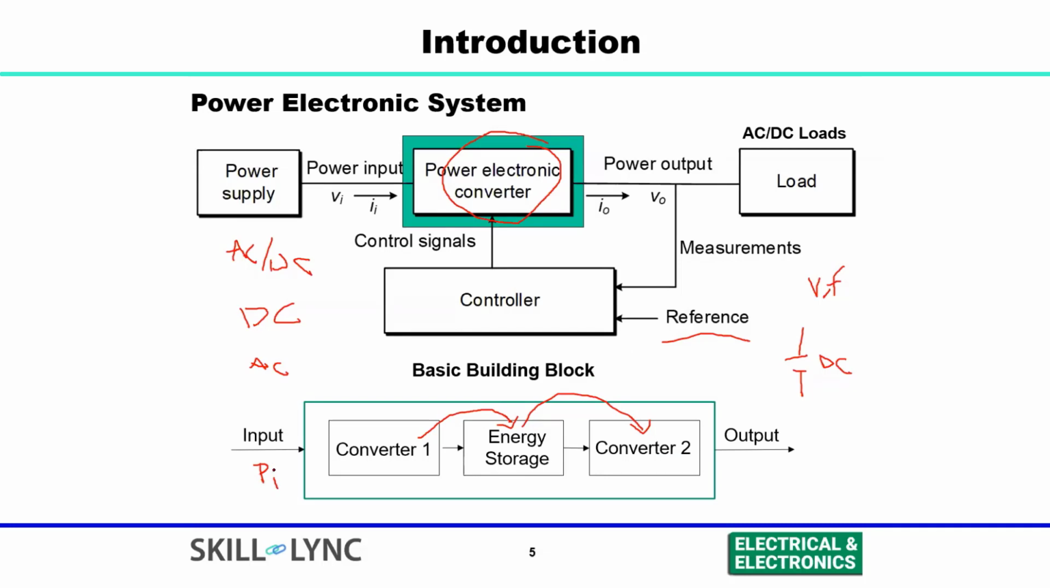So suppose the power input is Pi and the power output is Po. When you convert from Pi to Po, it won't be the same and there will be some losses in the system. So the input power will always be greater than the output power. So these are the conversion systems. We will go into more detail on how this conversion is going to happen.